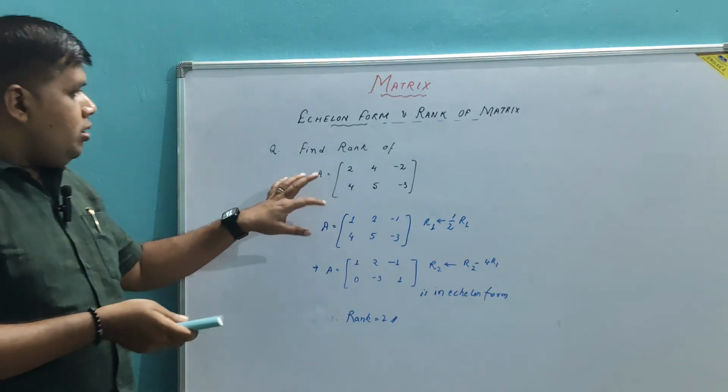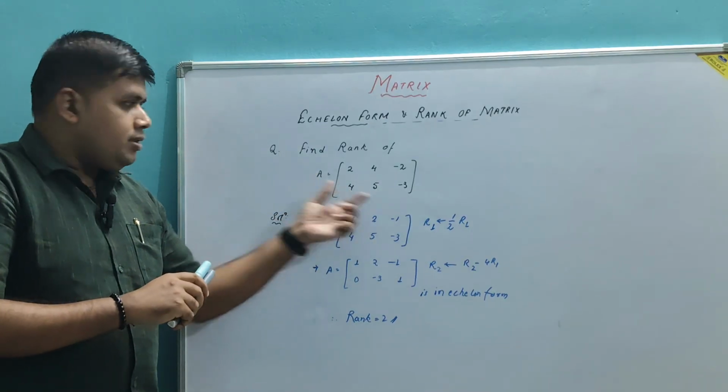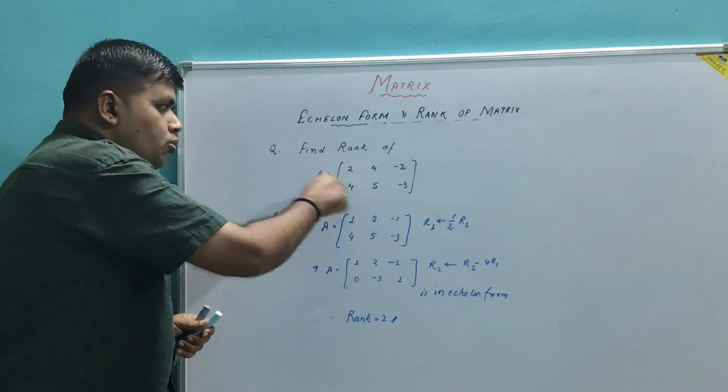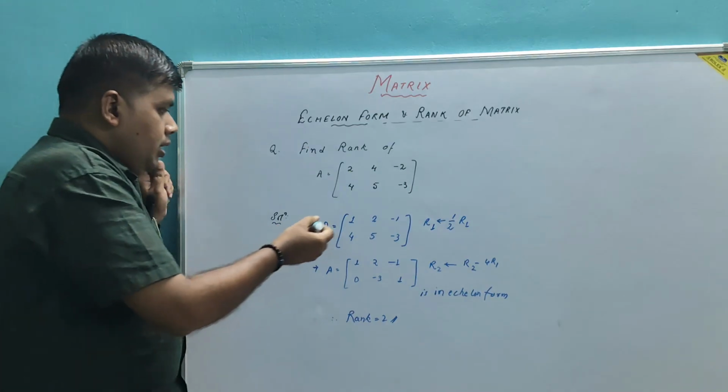Now let's take an example. How can we find the rank of a given matrix? For example, we are given a 2 by 3 matrix. There are 2 rows and 3 columns. So now how can we find the rank of this?